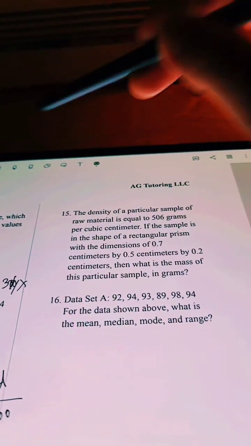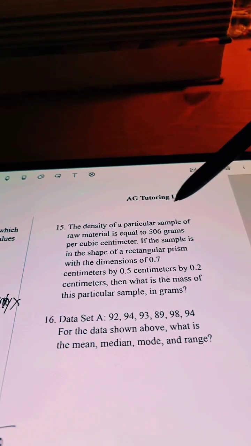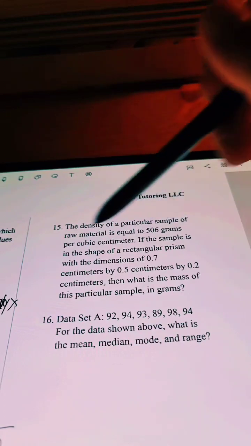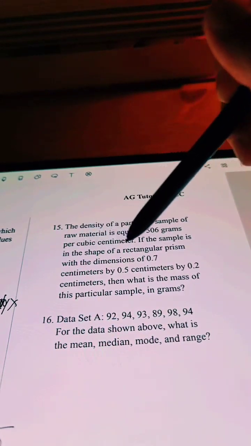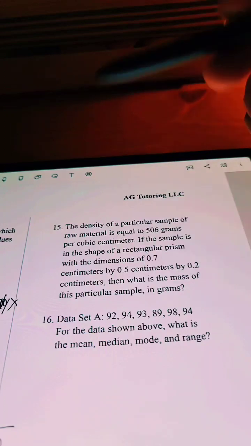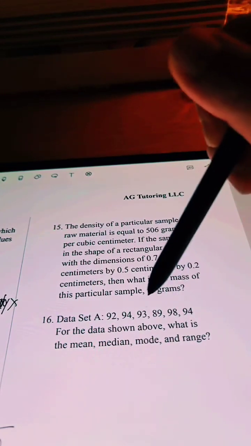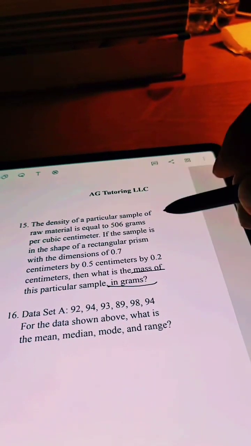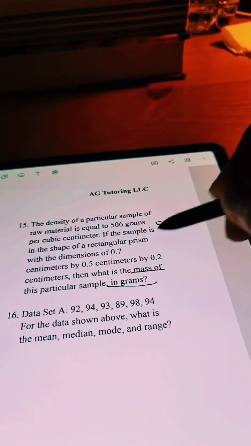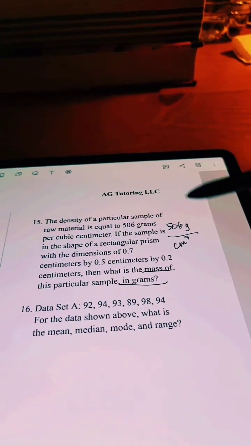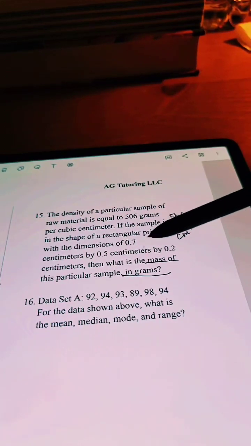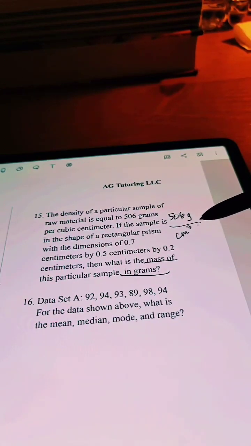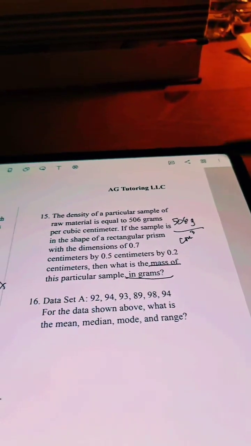Okay, so let's go to number 15 right here. The density of a particular sample of raw material is equal to 506 grams per cubic centimeter. If the sample is in the shape of a rectangular prism with these dimensions, then what is the mass of the particular sample in grams? So we want the mass in grams, and we know the density is 506 grams per cubic centimeter. So if we can figure out the volume and multiply by it, we can get rid of the centimeters cubed unit and just be left with the grams, the mass.